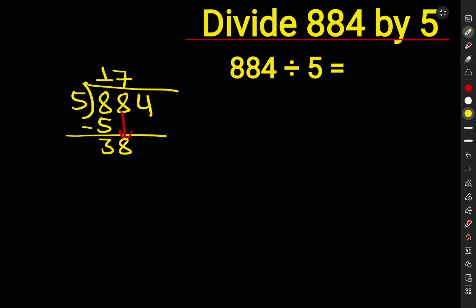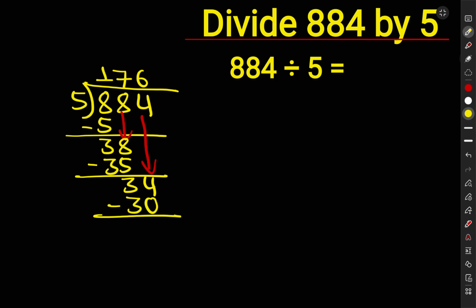5 times 7 is 35. On subtracting we get 3. So again we put down this 4 and it is 34. 5 times 6 is 30. On subtracting we get 4.